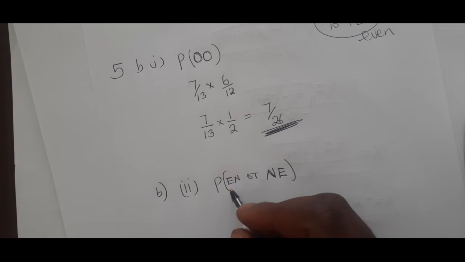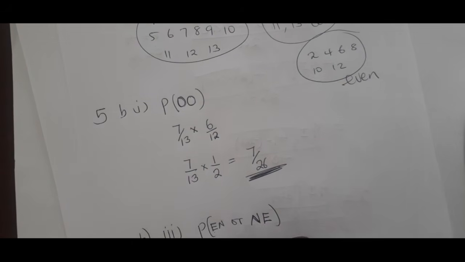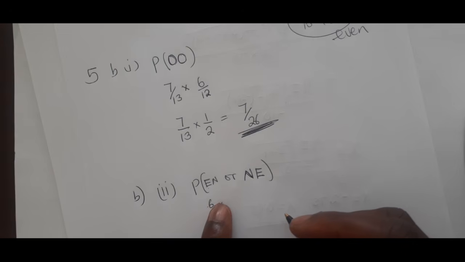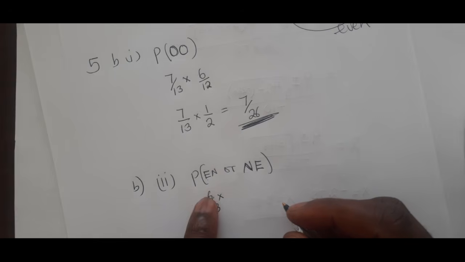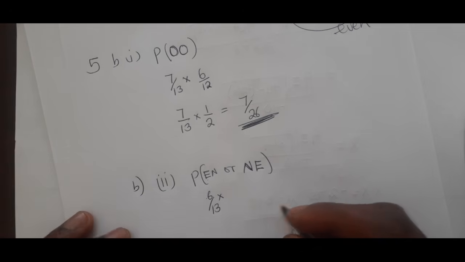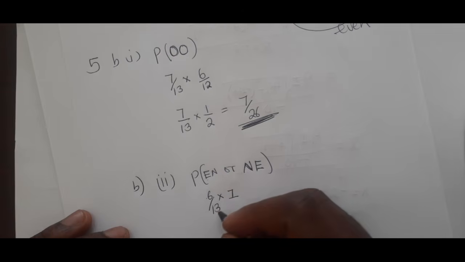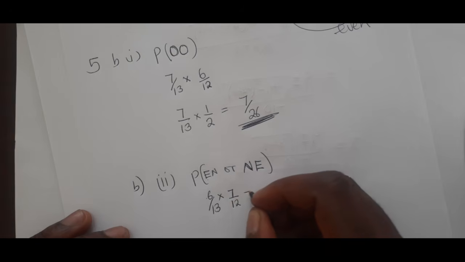So if the first one is an even number, take note here. The first one is an even number. So this is going to be what? Even numbers, how many are they? They are 6. 6 over 13 multiplied by the second one. The second one. Okay? If the first one that was picked was an even number, the second one, which is not an even number, or maybe we say an odd number, it stands at 7. But the total number has reduced from 13 to 12. Take note of that.